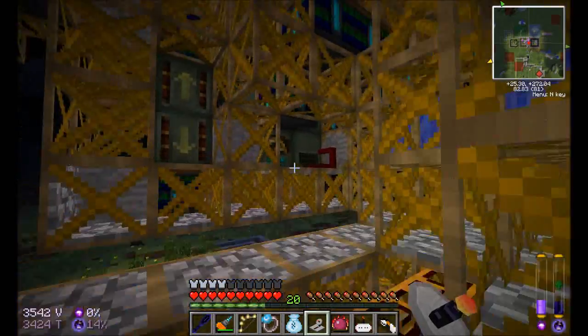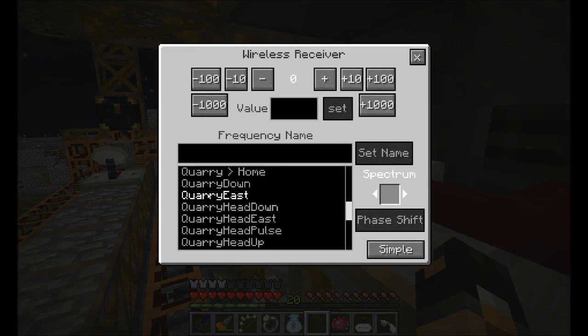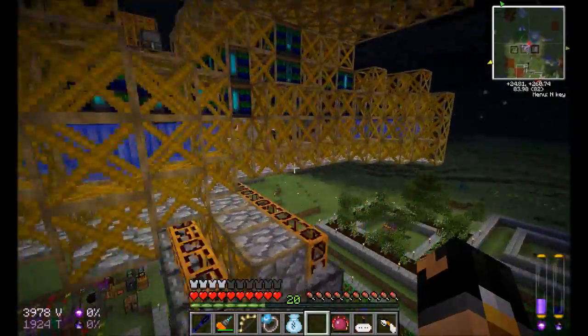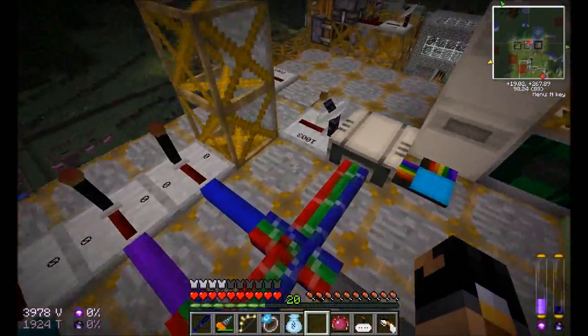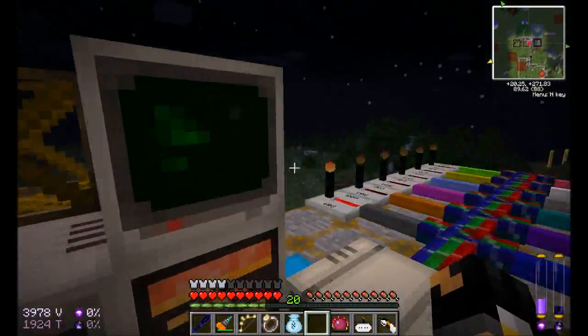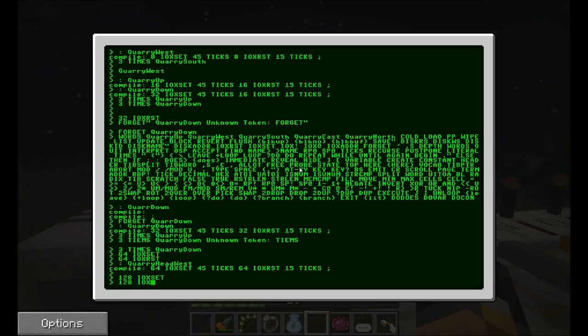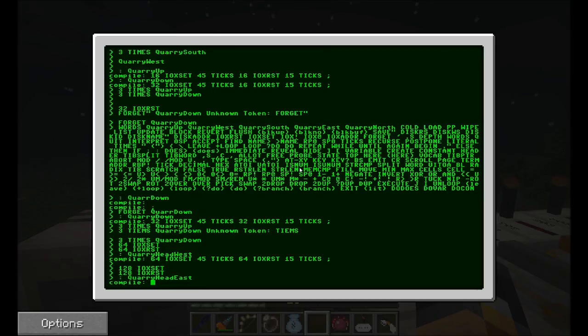Yep, I just picked up the one here. It's Quarry East. It'll be interesting to see if anything on this spot will break. Okay, but this is moving this over here, so that should be fine. We shall see. So, new command, Quarry Head East. 128 IOX set, 45 ticks, IOX reset, 15 ticks.